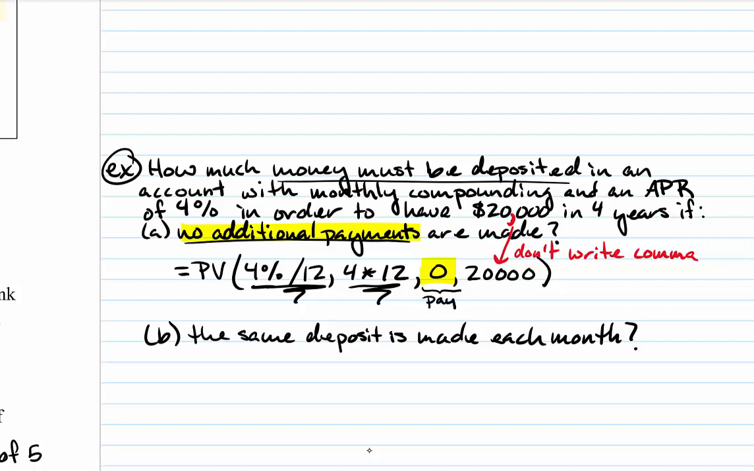There is no payment here because we're just making this initial deposit once and never again. We're just going to put the money in the account and let it grow. And this is our future value. We're trying to save up $20,000.